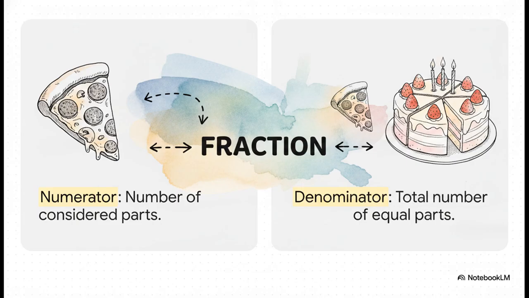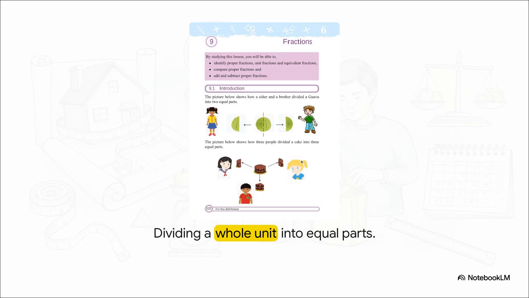Think of it this way. The denominator is the whole book, and the numerator is the specific chapter we're reading. And here is how that actually looks in the real world. Over on the left, a brother and sister want to share a guava equally. The whole guava is divided into 2 parts. That's our denominator.